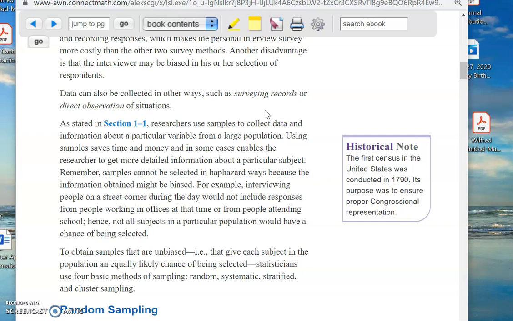Okay, so we can also survey records, we can observe situations, you can watch people do things. You can look at records, go to the hospital, look at medical records, that sort of thing, okay?